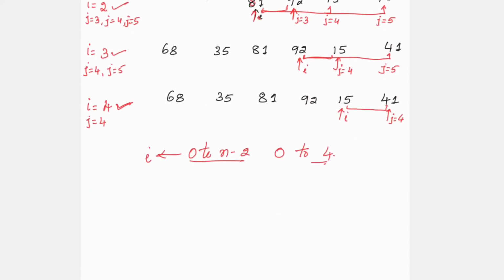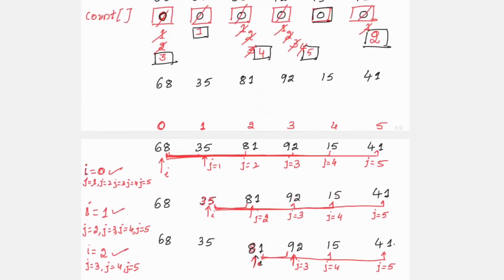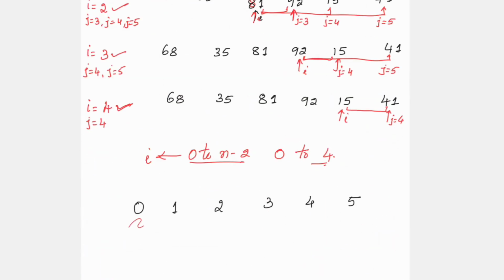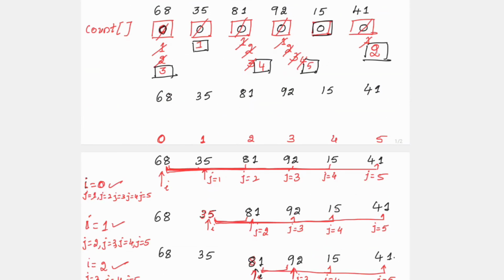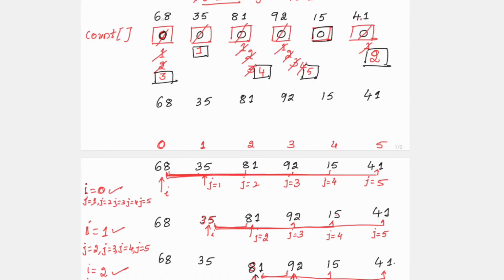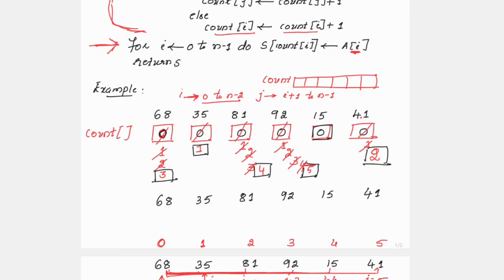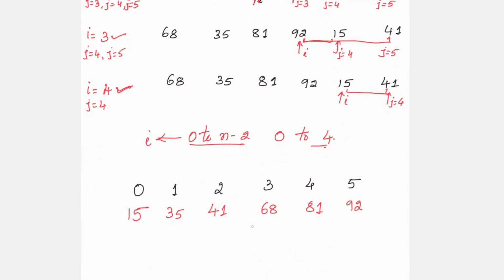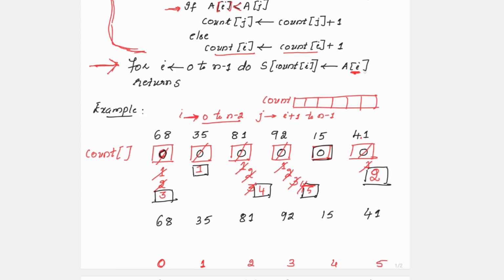So we'll just place it in the sorted form. The index values are 0, 1, 2, 3, 4, 5. So for index 0 it is 15, for 1 it is 35, for 2 it is 41, for 3 the element is 68, for 4 the element is 81, for 5 the element is 92. So the respective elements we have inserted into the indexed numbers. So now your sorted array is in this manner. So you have placed all the elements in the sorted form.